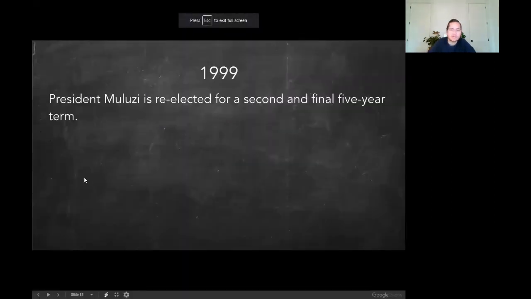Muluzi is reelected for a second and final 5-year term. So it looks like they have term limits where you can't be president for more than 2 terms, which is similar to the United States. Right? So they have a stronger constitution where they have these limits.